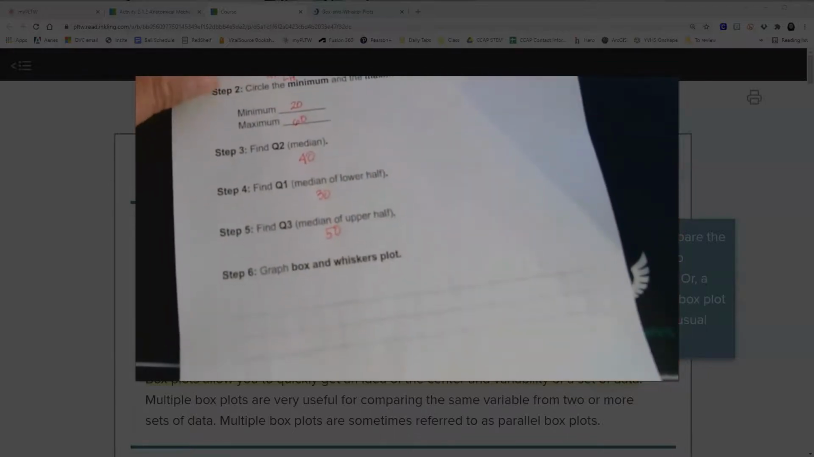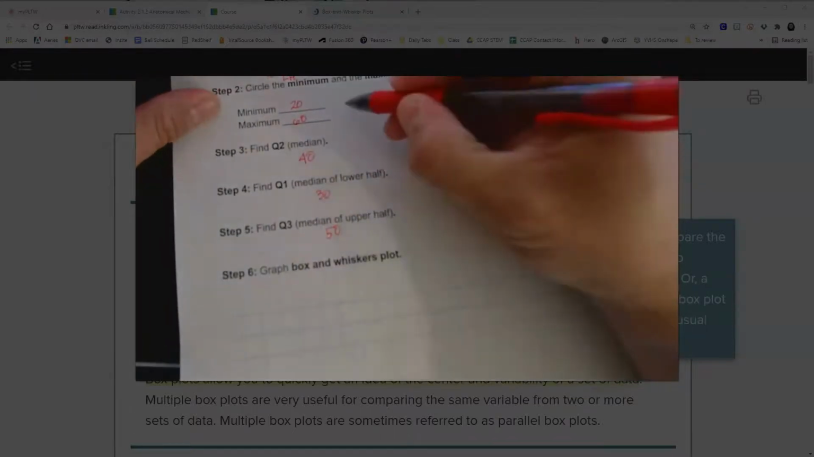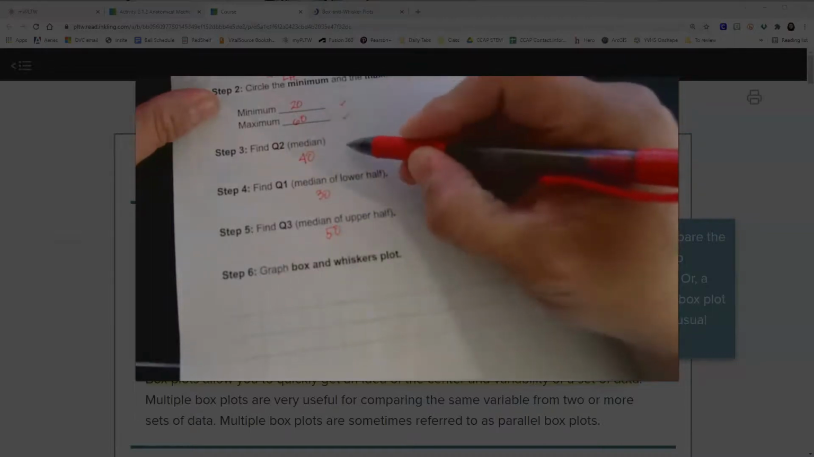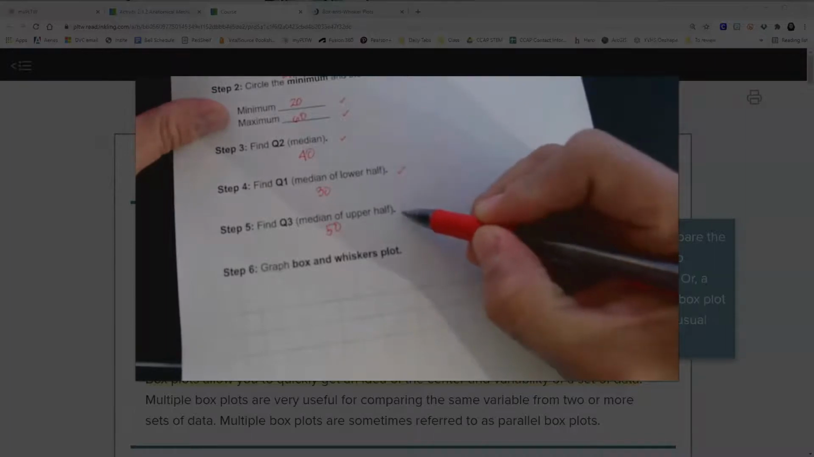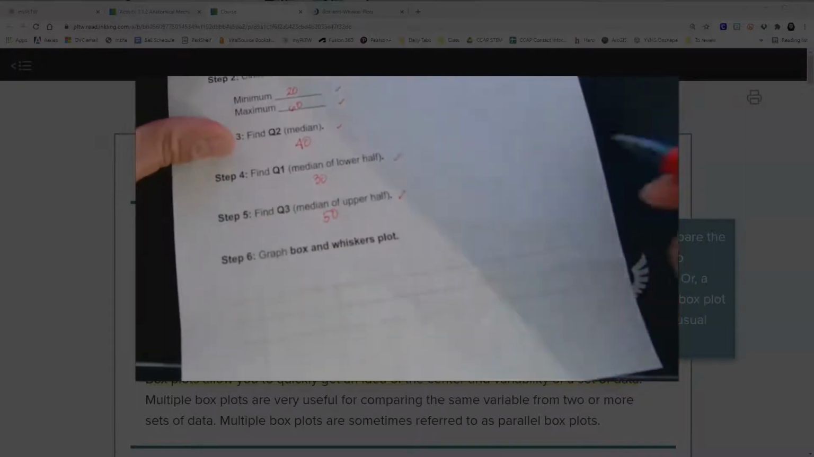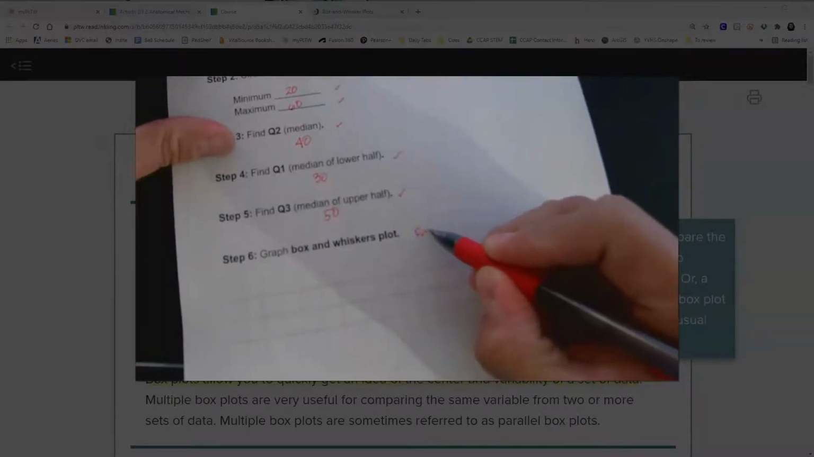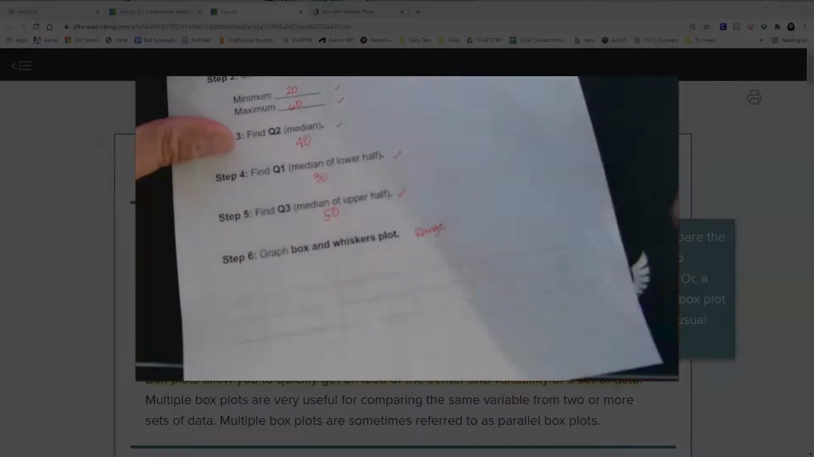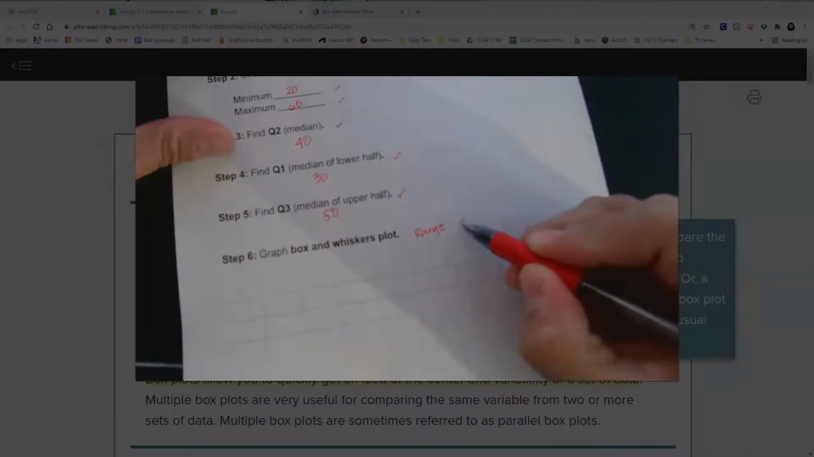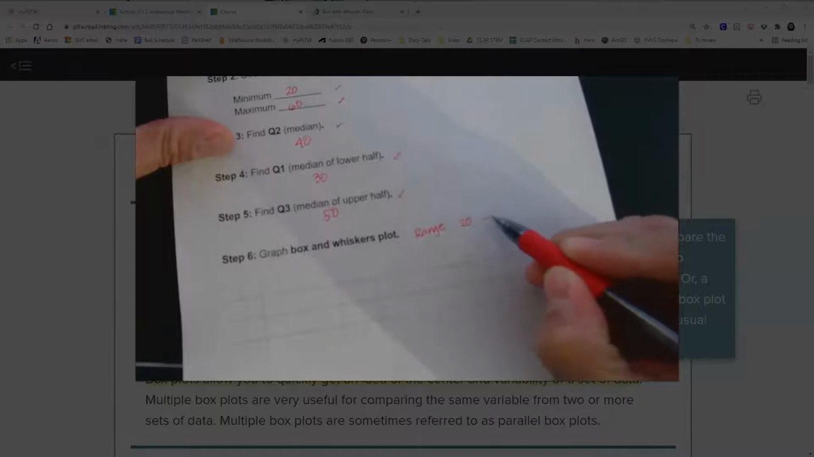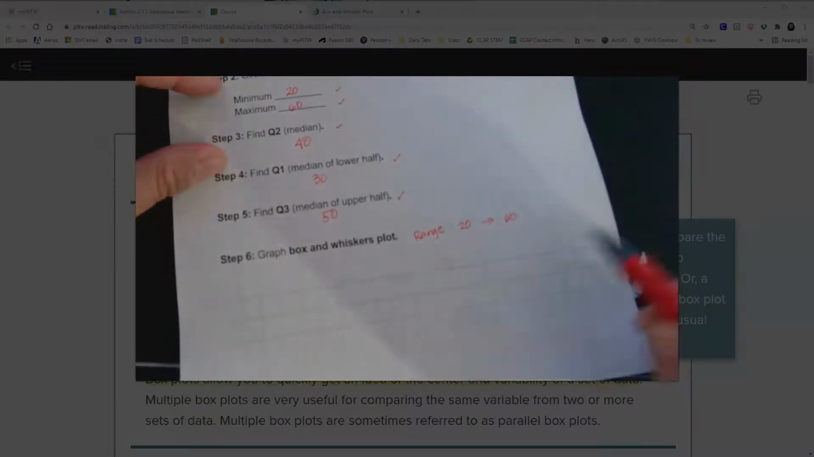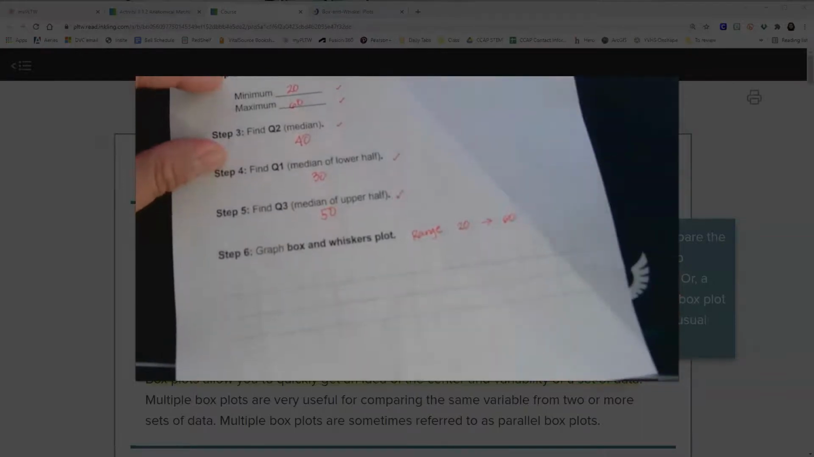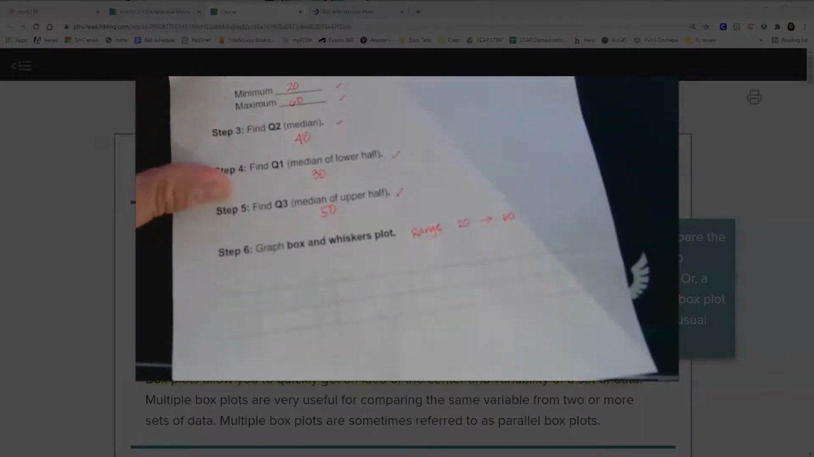Okay, so let's now finish this up. Here are the 5 numbers that I need. I need the minimum, I need the maximum, I have the median or Q2, I have Q1, and then I have Q3. So the range of numbers that I have, when I say range from the highest to the lowest, I have from 20, which is the minimum, going to 60. So what I'm going to do is I'm going to use those numbers to plot my data set.